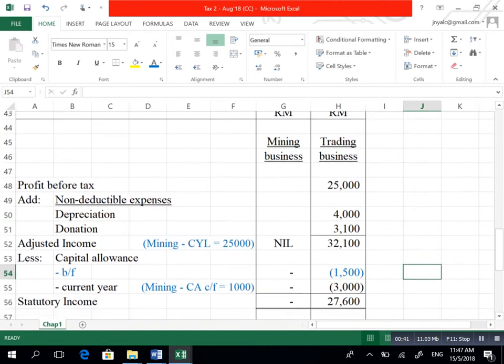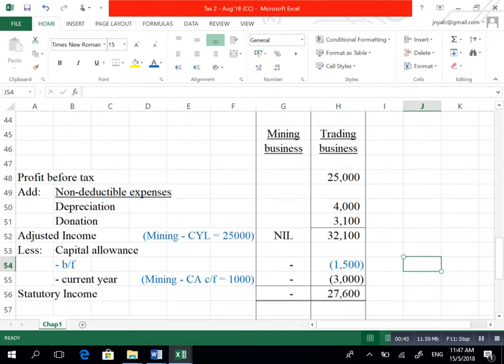Okay, now class, if let's say you start your computation from profit before tax, then your adjustment will be slightly different. If you start from gross income, you will minus allowable expenses. But if you start from profit before tax, then you need to add back non-deductible expenses. That's why depreciation and donation are not allowed to deduct. If you start from profit before tax, these two expenses were already deducted from the profit, so we need to remove them out.